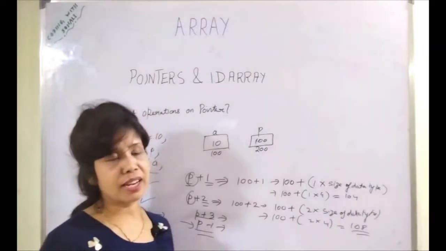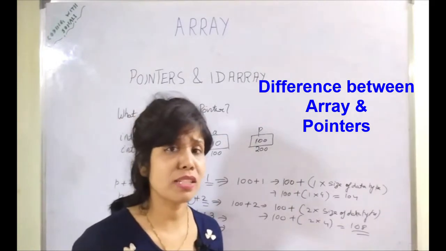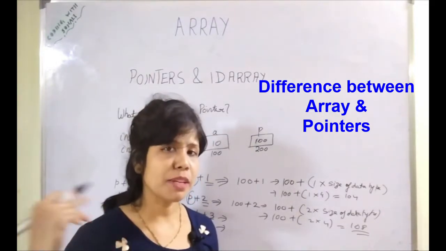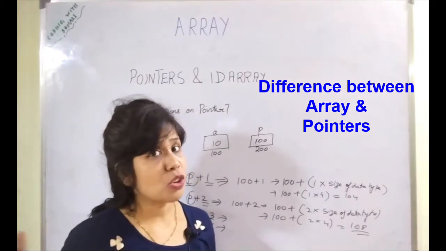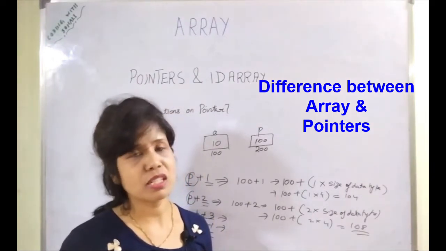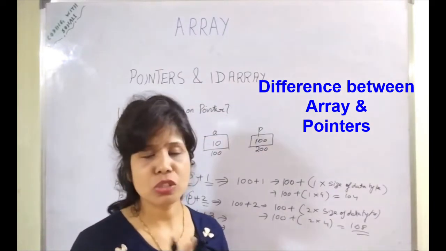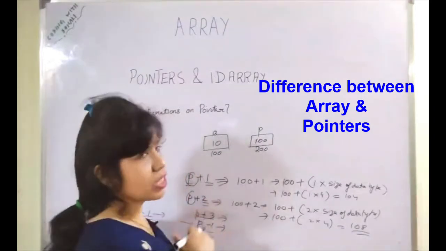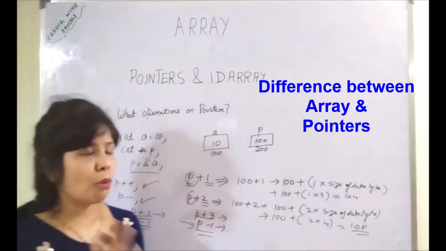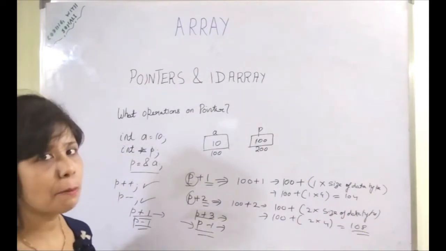In case of the array, as I told you, the name of the array is a base address. It is also called a constant pointer. It cannot be changed to point to another variable. It cannot have the address of another variable, since it's a constant pointer. So in case of the array, incrementation and decrementation is not at all possible. But in case of pointers, incrementation and decrementation of the pointer is possible. So this is a major difference between the array and the pointers.